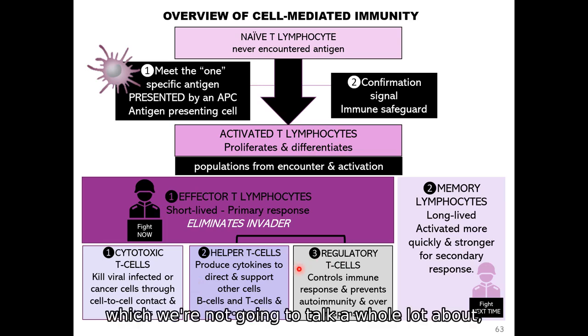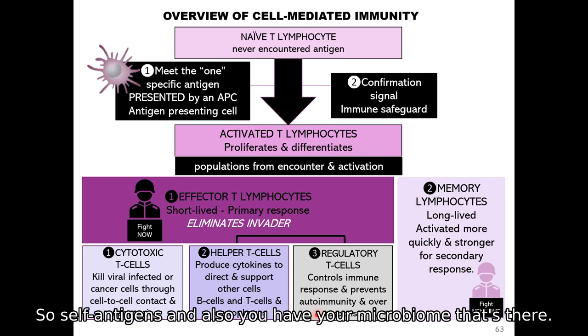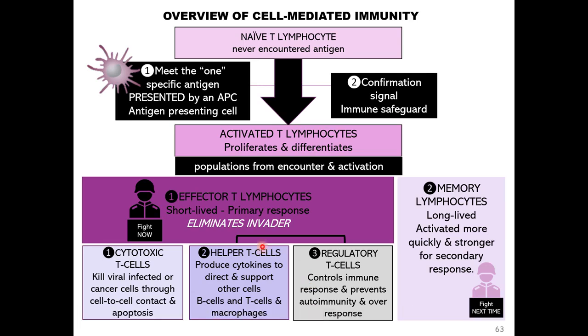Then regulatory T cells, which we're not going to talk a whole lot about, they are a subset of T helper cells, and they regulate the immune system. They used to be called T suppressor cells. They changed the name. So they're going to control our immune response, and they prevent autoimmunity, and so they make sure that we have tolerance to things that aren't going to hurt us. So self-antigens, and also you have your microbiome that's there.